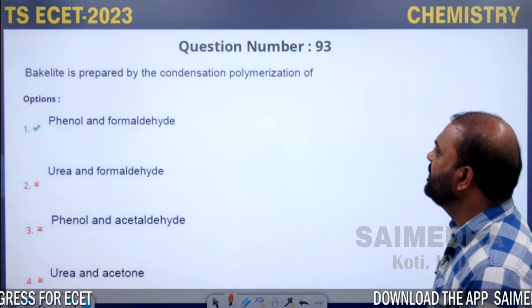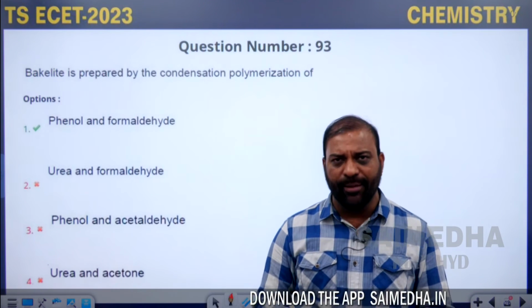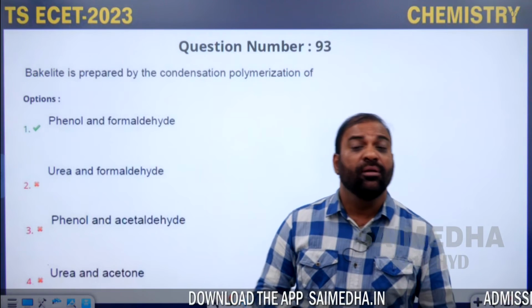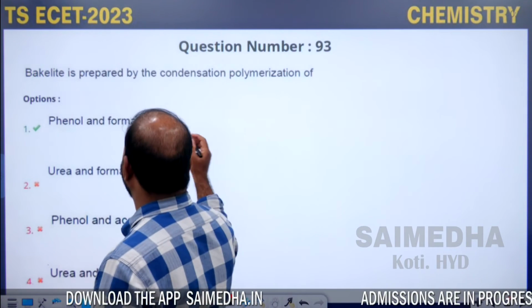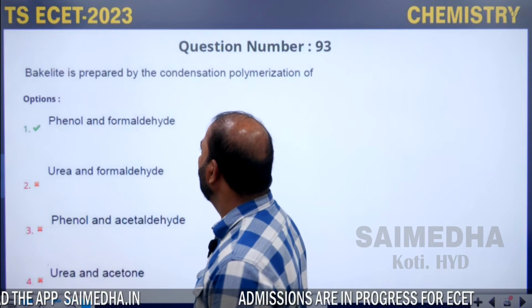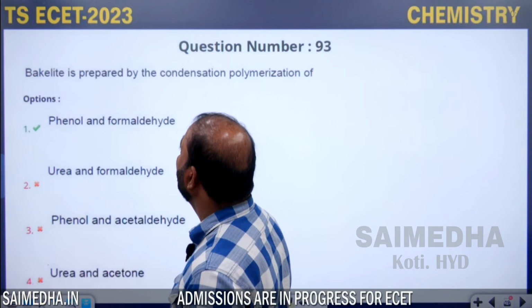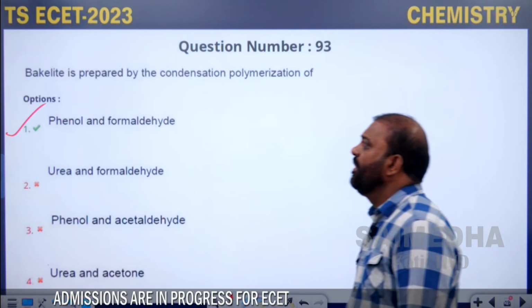Bakelite is prepared by the condensation polymerization of what? See, generally Bakelite is the commercial name. It is a polymer which is obtained by the polymerization of phenol as well as formaldehyde. By the polymerization of phenol and formaldehyde, we form a polymer whose commercial name is what? Bakelite. So option 1 is the right answer.